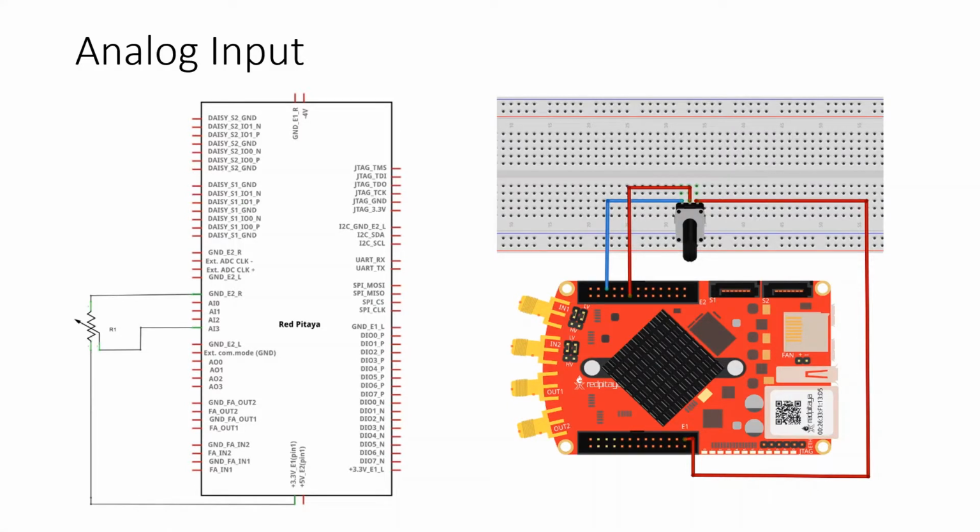So next, let us look at how to get the analog input into MATLAB via the same SCPI server. So these are the connections. So we connect a potentiometer to the analog input 3 of the Red Pitaya, and then the other two ends to plus VCC 3.3 volt and then the ground. So these are the connections.